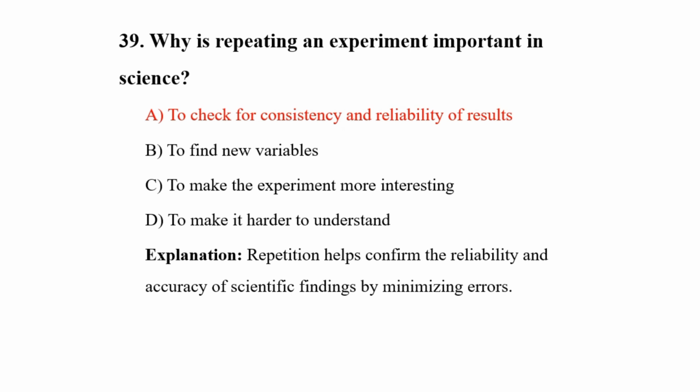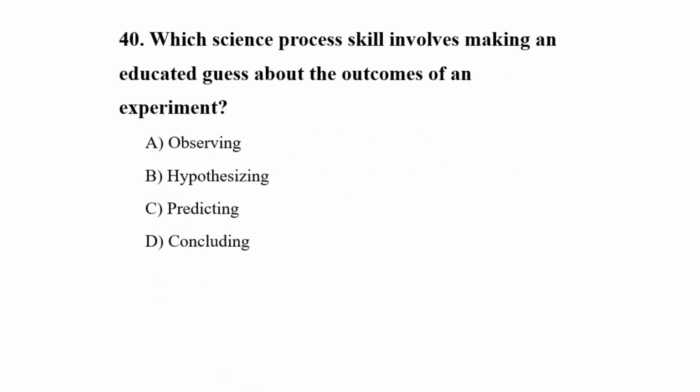Question number 40. Which science process skill involves making an educated guess about the outcomes of an experiment? A. Observing. B. Hypothesizing. C. Predicting. D. Concluding. The answer will be predicting. Prediction involves forecasting what might happen in an experiment based on observations and knowledge.